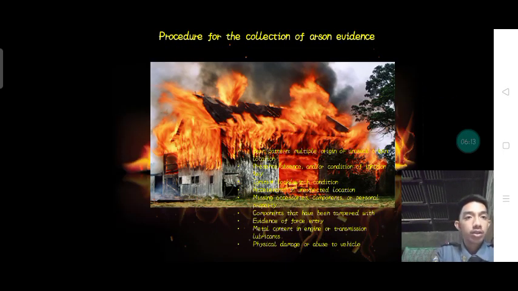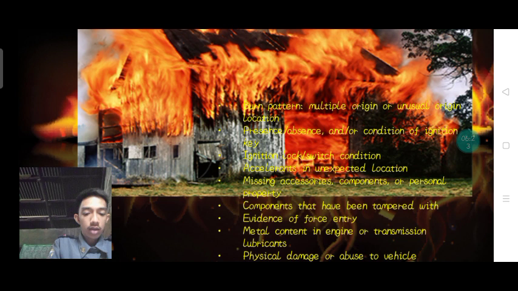Procedure for collecting arson evidence. There are many physical clues that may suggest arson as a fire cause. First, burn patterns, multiple origin or unusual origin locations, presence, absence, and condition of the ignition key, ignition lock and switch conditions, accelerants in unexpected locations, missing accessories, components, or personal property, components that have been tampered with, evidence of forced entry, metal content in engine or transmissions, lubricants, physical damage, or abuse to vehicles. So, these are the physical clues that may suggest arson as a fire cause.